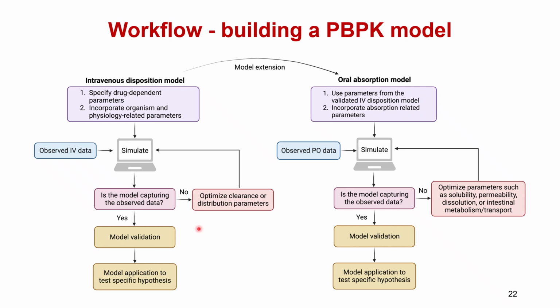In cases where the model is not able to capture the observed data, the parameters, including the clearance and the distribution parameters, are optimized, and the IV disposition model is extended to build the oral absorption model, where the same clearance and distribution parameters are used in addition to the absorption related parameters, for example, solubility, permeability, dissolution, or the intestinal metabolism and transport as well. And in this case, the model is verified against the observed oral data.